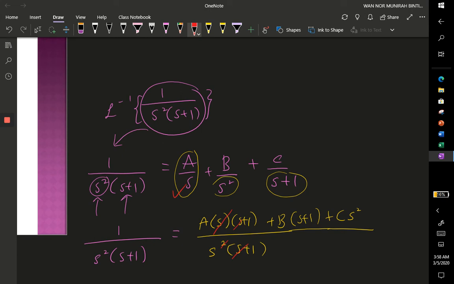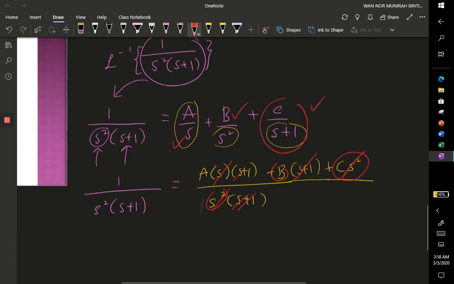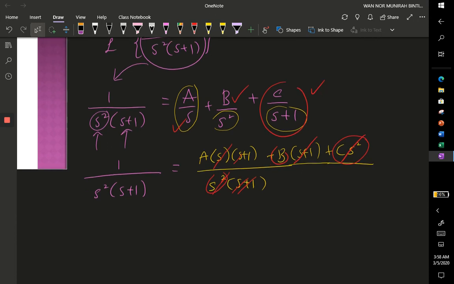B times (s plus 1), when I cancel out s plus 1, I have B over s square. Okay, then I get the original function back. C times s square over s square (s plus 1). So s square and s square cancel out. So I have C over s plus 1. This is my original function. So it means that we do correct cross multiply here.